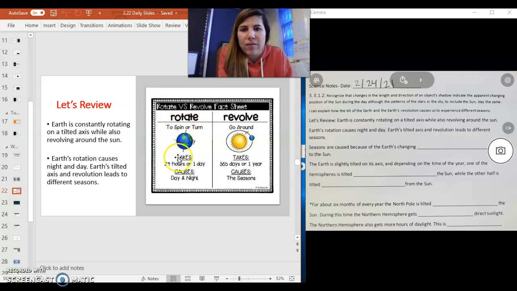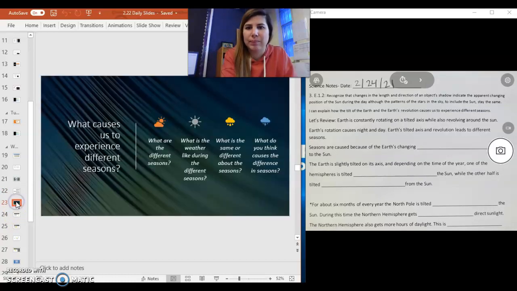So again, here's that visual to help us remember. Remember, rotate means spinning on the axis, takes 24 hours or 1 day, causes day and night, whereas revolving or revolution is going around the sun, and that takes 365 days or 1 year. And when the Earth is revolving, because of its tilted axis, we experience different seasons.